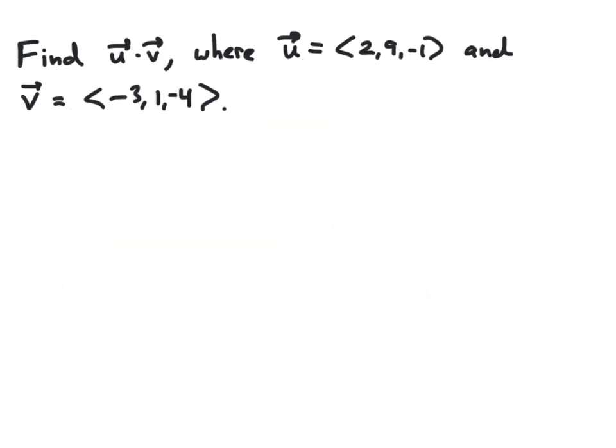Now we want to find u dot v, where u is the vector with components 2, 9, -1, and v is the vector with components -3, 1, -4. You can pause the video and try this example yourself, then resume the video to see the solution in a few seconds.